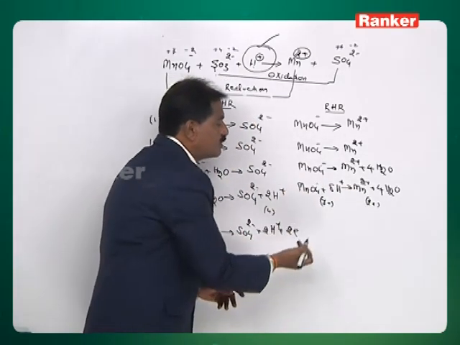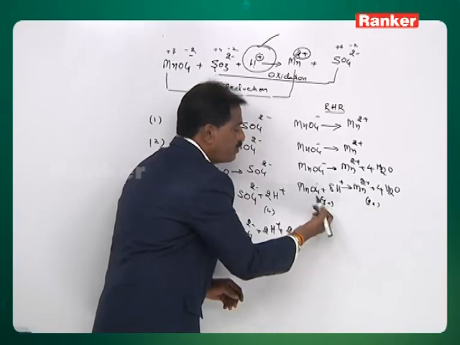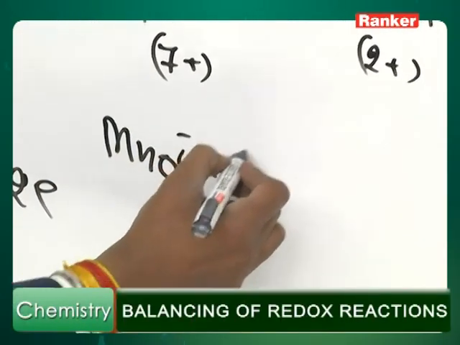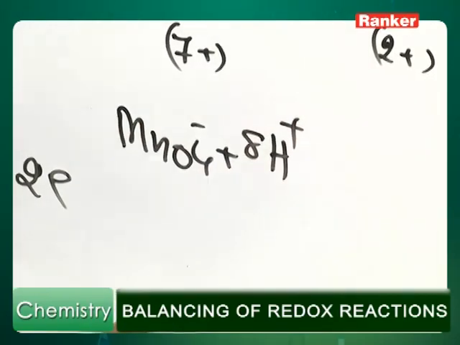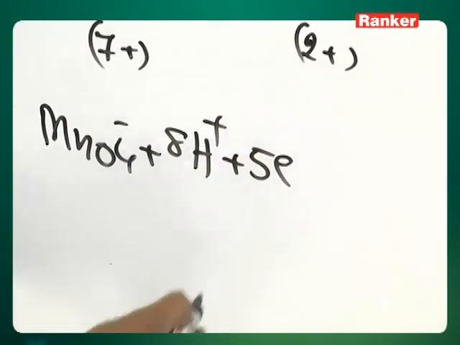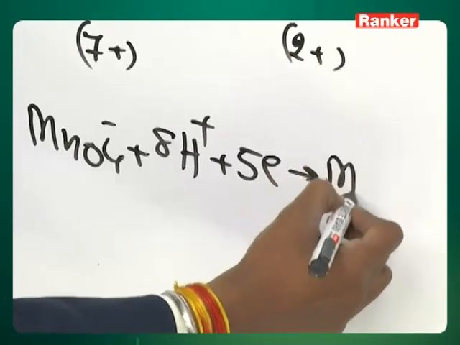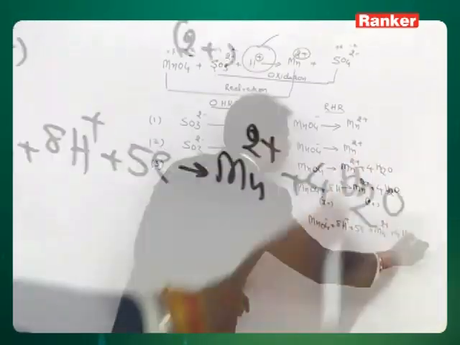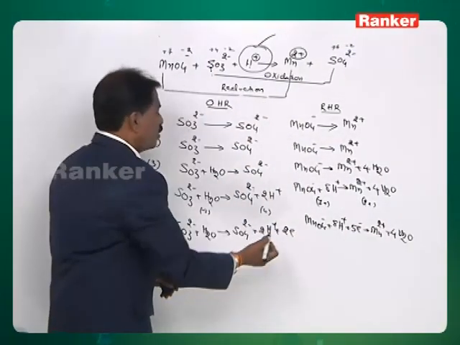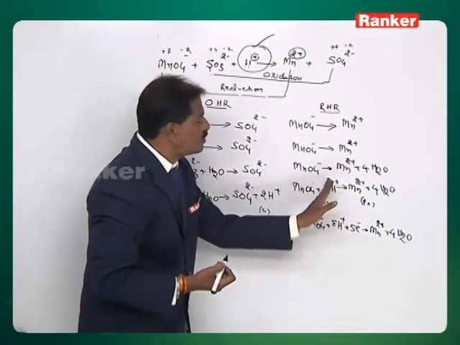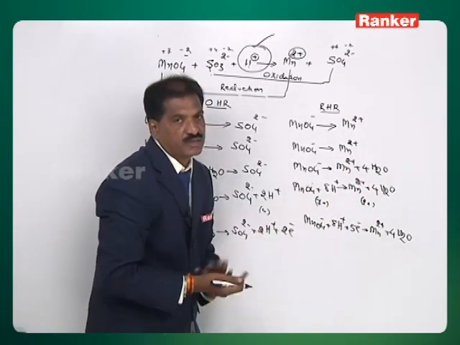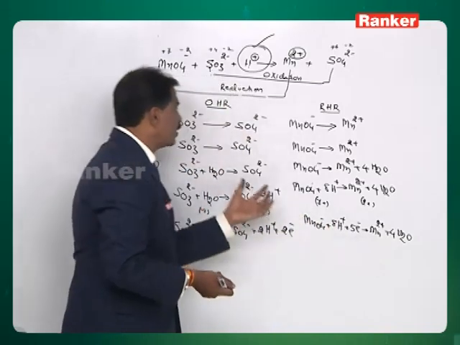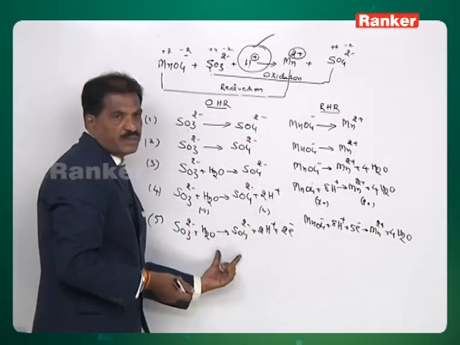How many electrons are required? Just the difference, 5 electrons. MnO4- plus 8H+ plus 5 electrons gives Mn2+ plus 4H2O. Now see, the charge this side and the charge that side are one and the same. Therefore in this half reaction charge has been balanced. In this half reaction charge has been balanced.